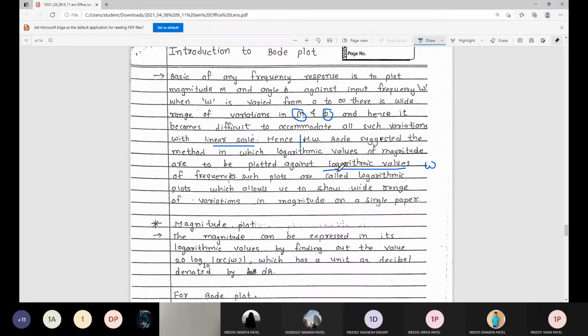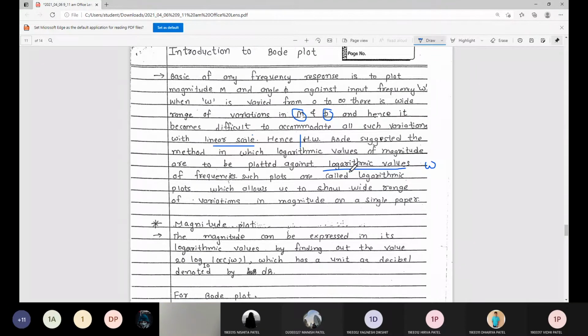Okay, now we will not be using a log graph, we will be using a semi-log graph. What does that mean? One axis will have a log scale, one axis will have a simple scale, that is a linear scale. In the graph paper, it will be either y or x, depending upon what you want to take. One axis will have logarithmic values.